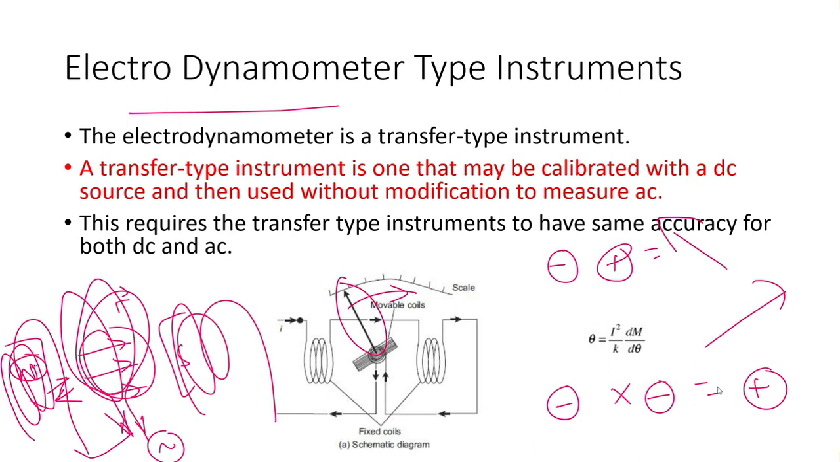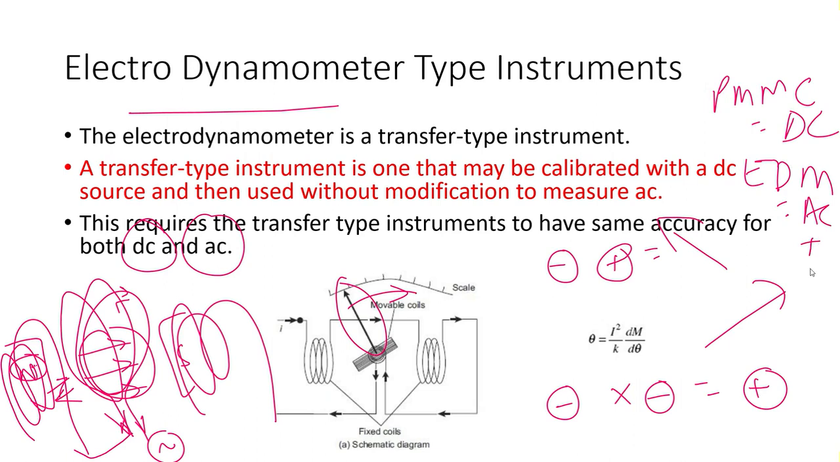So this is the theory of the electrodynamometer, which is used for both DC and AC. So PMMC is used for DC, EDM is used for both AC plus DC. So remember these things. Okay, this is it. This is the end of this chapter. I hope you have got an idea of how the electrodynamometer type instrument and electromechanical instruments work.